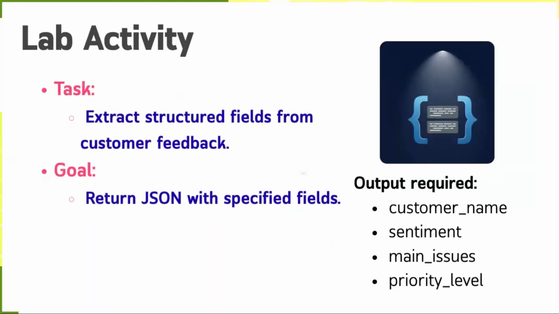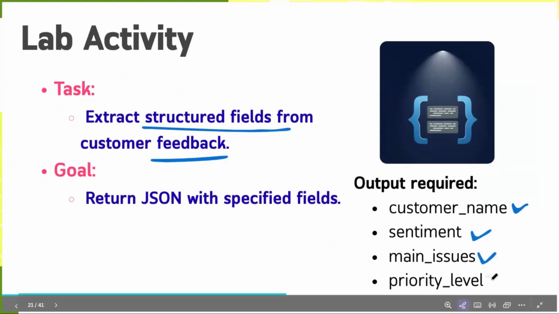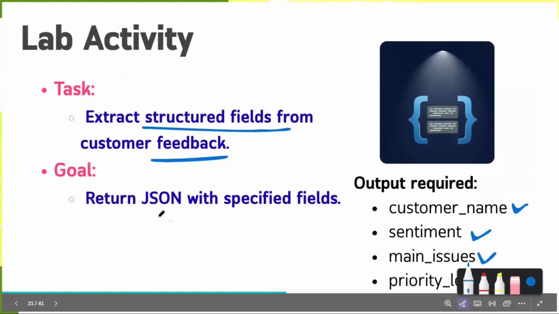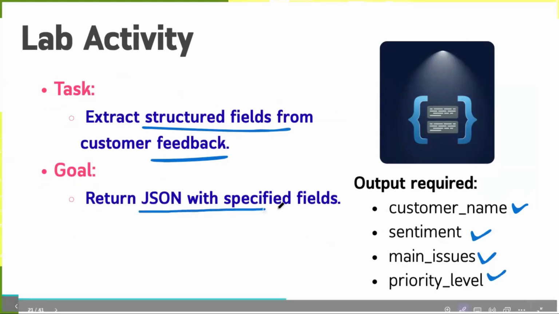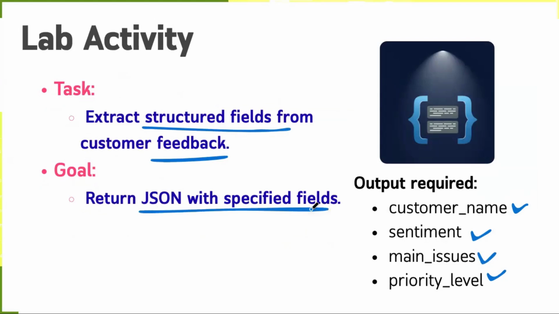Now let's put these ideas into practice. Your task is to extract structured information from a customer feedback message. The output must include four fields: customer name, sentiment, main issues, and priority level. The prompt should include a role, context, boundaries or guardrails, and delimiters around the data.